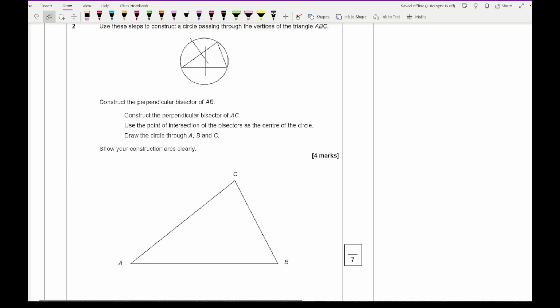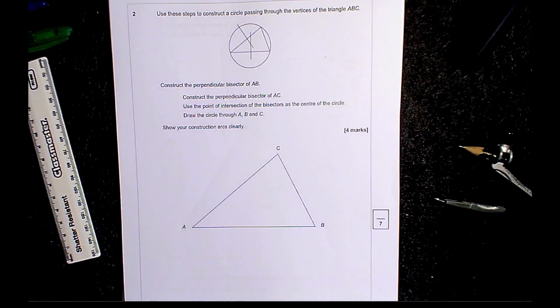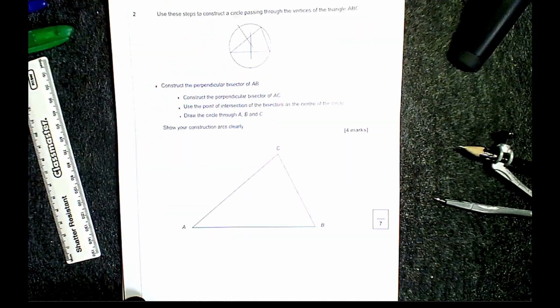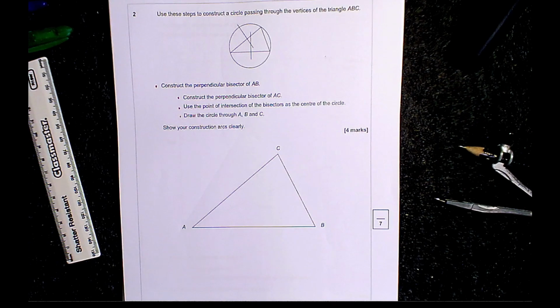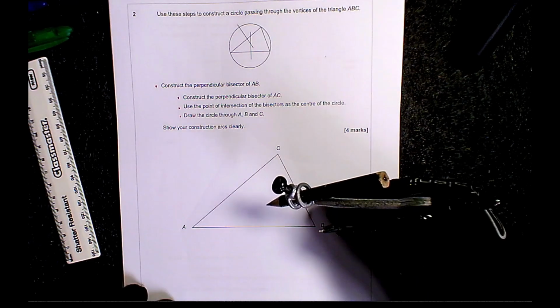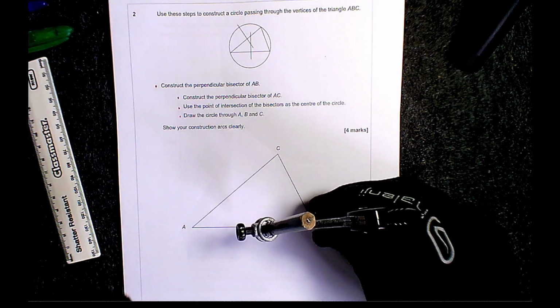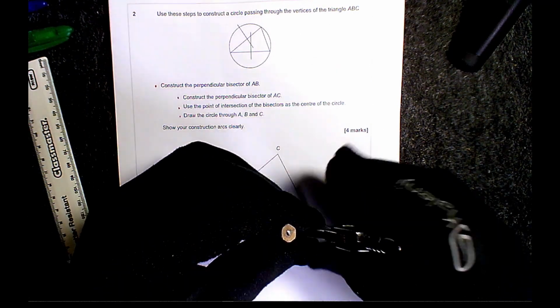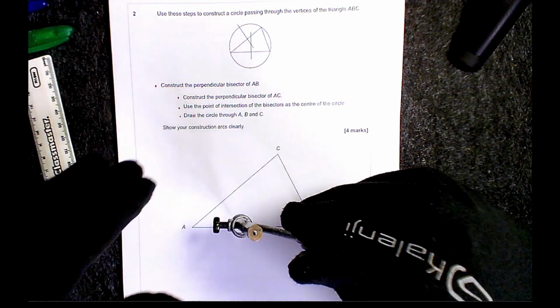So again, what I'll do is I'll revert to the camera and I'll actually show you how to work through this particular question, talking you through question 2. So what we need to do is basically follow each of these key points. The first thing we need to do is to draw a perpendicular bisector of A and B. Now to do a perpendicular bisector between 2 points, you want to set your compass so that it's more than halfway of the line that you're trying to bisect. So I would say that's pretty much more than halfway.